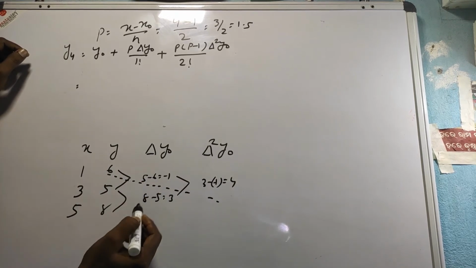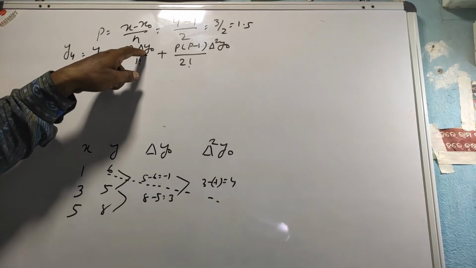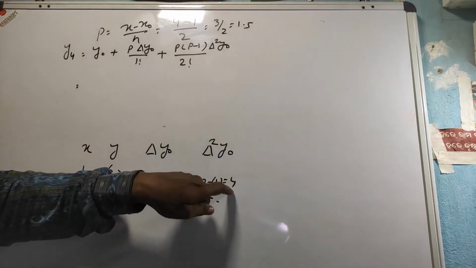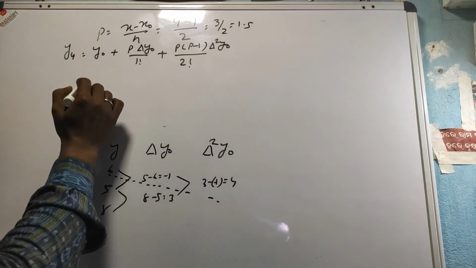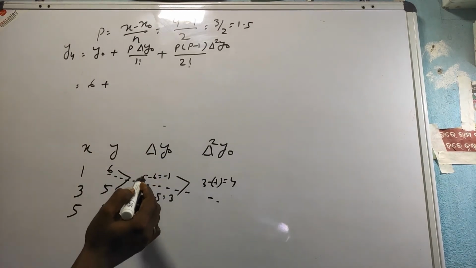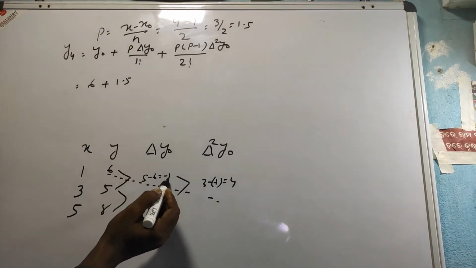So if we take this value del y0, we place minus 1, del y0 squared, its value is 4. What is the value of y0? That is 6, plus what is the value of p, that is 1.5. What is the del y0? Del y0, this is a term.